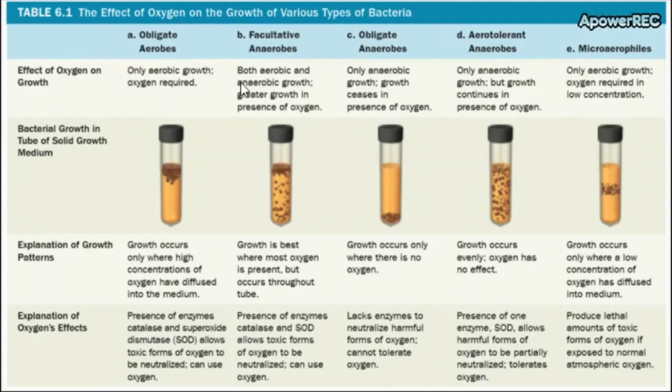So I recommend making yourself a little table and a note card, and remember what you need to keep track of here. We have 5 different groups. You need to know, do they require oxygen to grow? Can they grow in the presence of oxygen? You need to know where they grow in a solid growth medium tube, and so we have the top, the bottom, evenly throughout plus a higher collection on the top, or right in the middle. You need to know why that is.